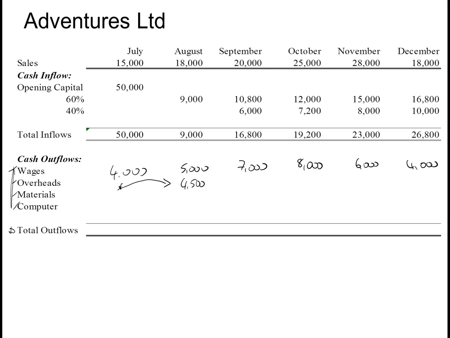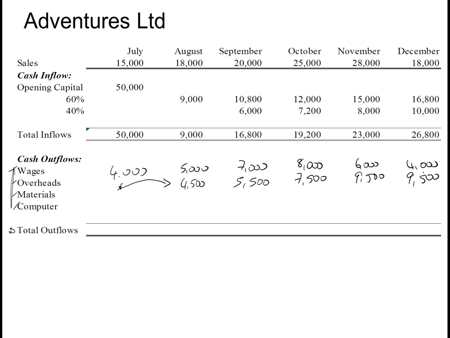The overhead for August, 6,000, reduced by 500 to 5,500, paid in September. And then likewise the amount for September, which will be paid in October, 7,500, and then 9,500 paid in November, and 9,500 paid in December.